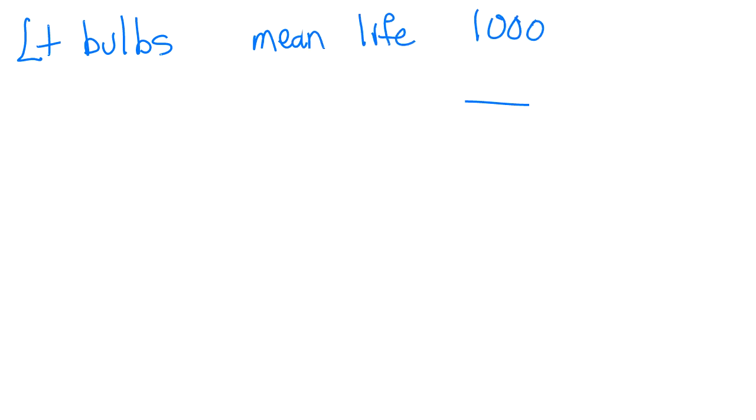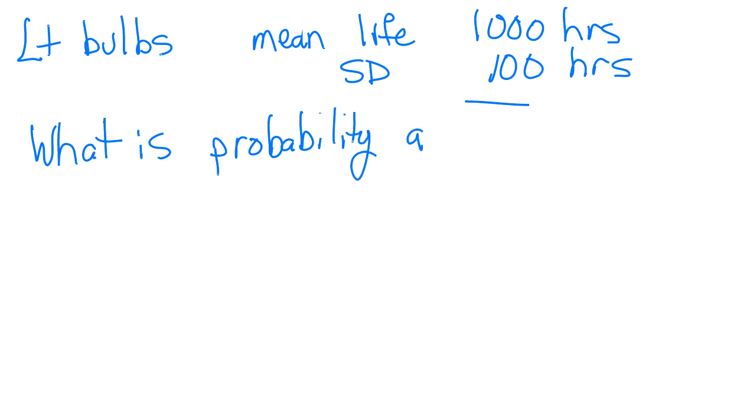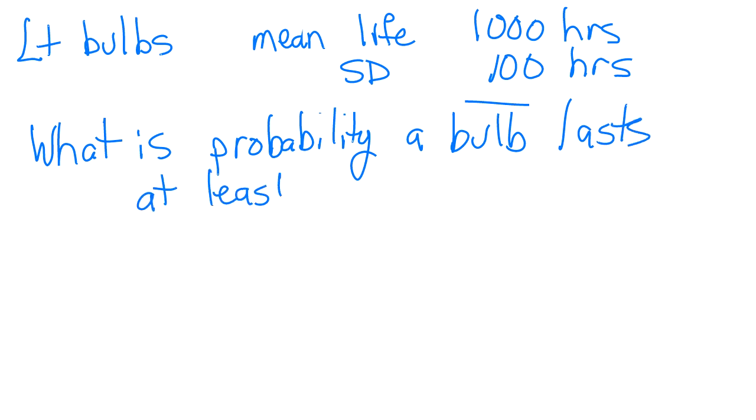All right, suppose we have light bulbs from a certain company. Their mean life, that means how long they last, is 1,000 hours. Their standard deviation is 100 hours. What is the probability a bulb lasts at least 1,200 hours? Okay, and then somewhere in this, it would say normally distributed.